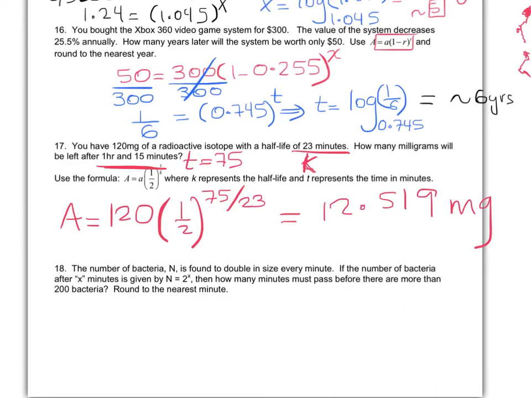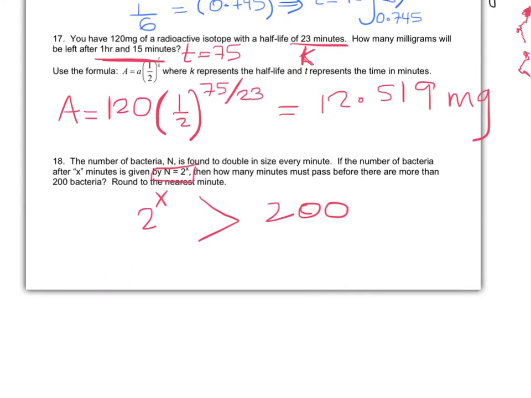Now let's move on to number 18. In number 18, they're telling you that the number of bacteria N is found to double in size every minute, and if the number of bacteria is given by this equation, so basically this is the equation you need to use. N equals 2 to the power x. How many minutes must pass before there are more than 200? Okay, so this is the equation you need to use. Basically, it's a word problem that will end up being just an inequality.